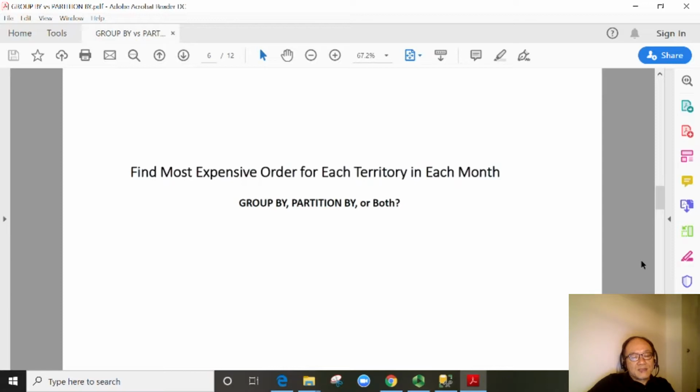For the second use case, we want to find out the most expensive order for each territory in each month. Again, pause the video. Think about this use case for a minute. What do we want to use? Group by, partition by, or both?